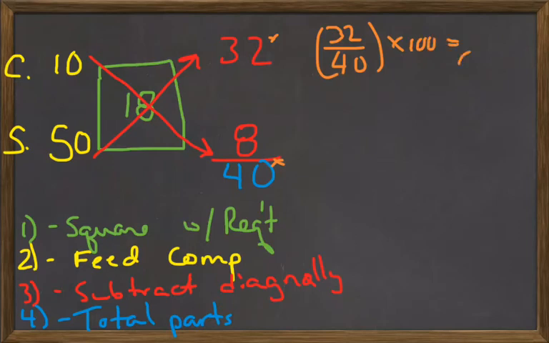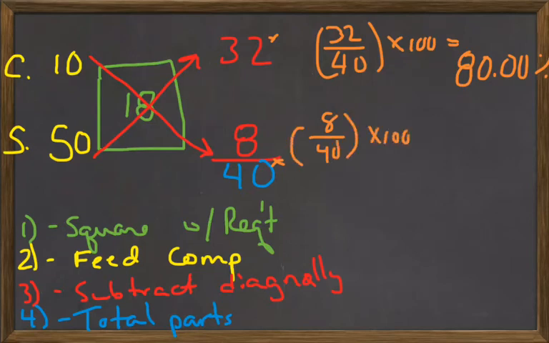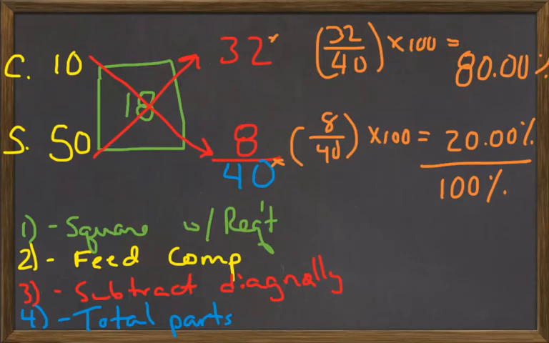And that gives us 80%. If we do the same thing with the second line, we're going to take the 8 divided by 40 times 100, and we get 20.00%. These add up to 100%. And because we started off with our requirement in a dry matter basis and our percentages in a dry matter basis, we have just solved our first Pearson square.